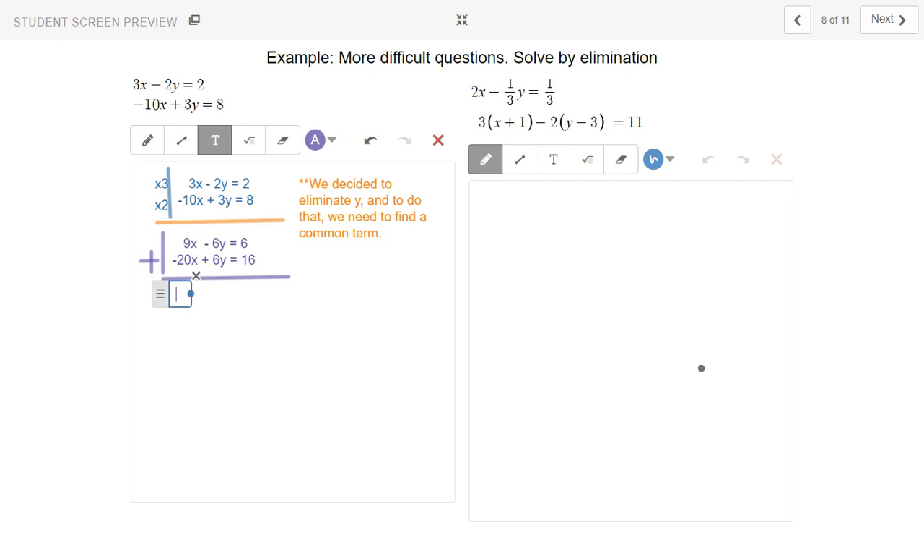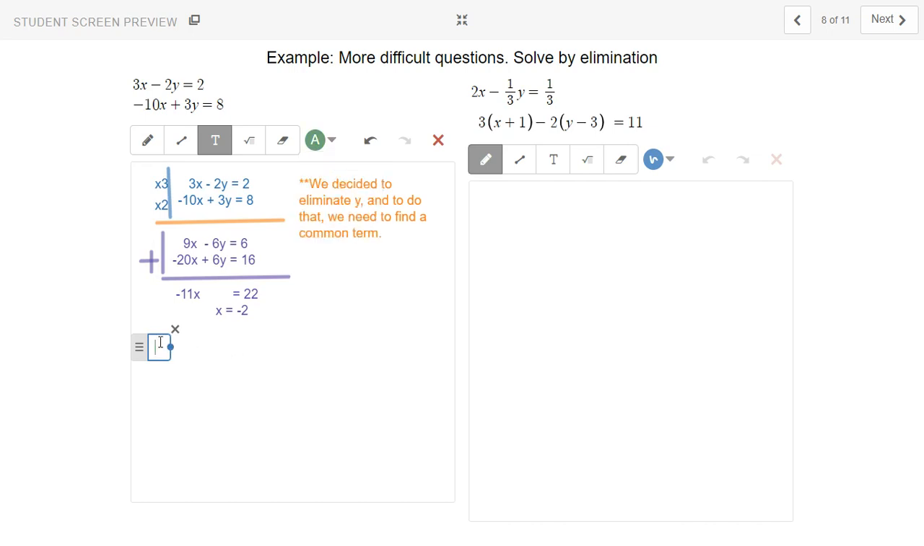This gives me negative 11x, 0 here, and 22. Let's simplify by dividing both sides by negative 11, and we get x is equal to 2.